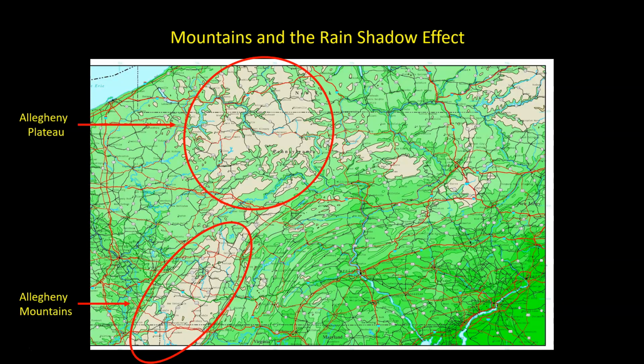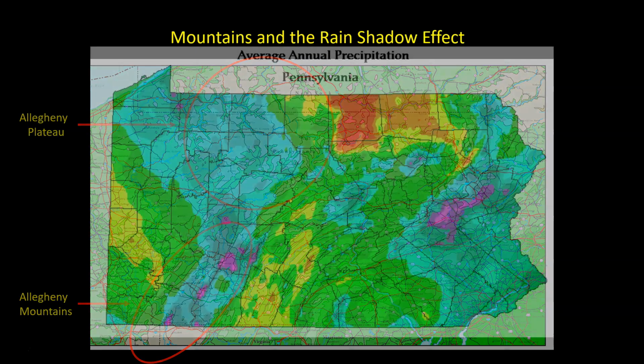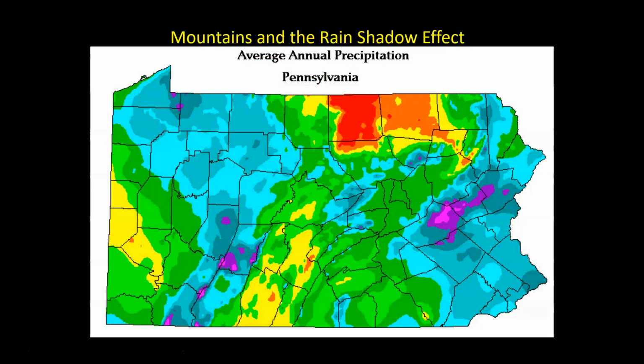The rain shadow effect is evident right here in Pennsylvania. On this map, you can see two of the more mountainous regions of Pennsylvania, the Allegheny Mountains and the Allegheny Plateau. Now, if we look at the next map, which shows us precipitation in Pennsylvania, we can see dry conditions noted by yellow, oranges, and reds. These conditions correspond very well to the leeward sides of the Allegheny Mountains and the Allegheny Plateau.